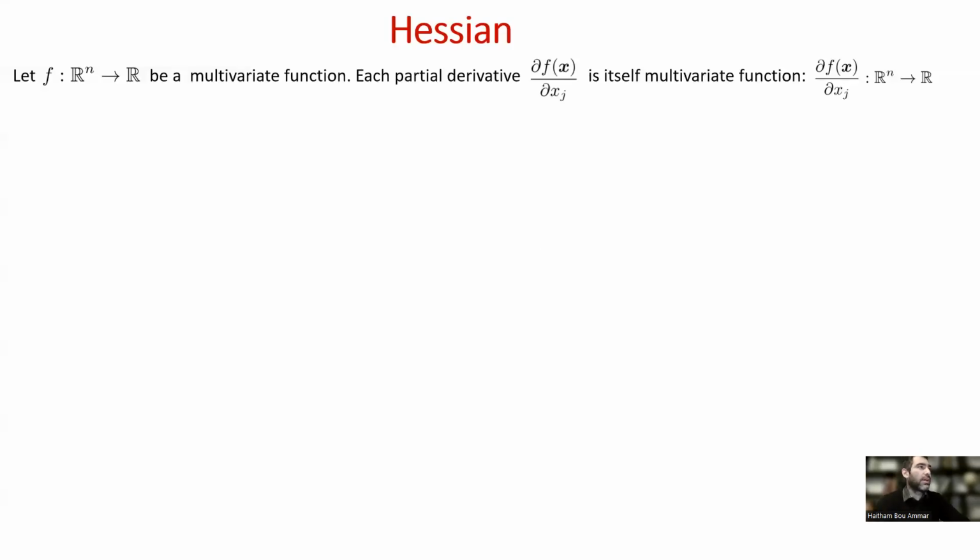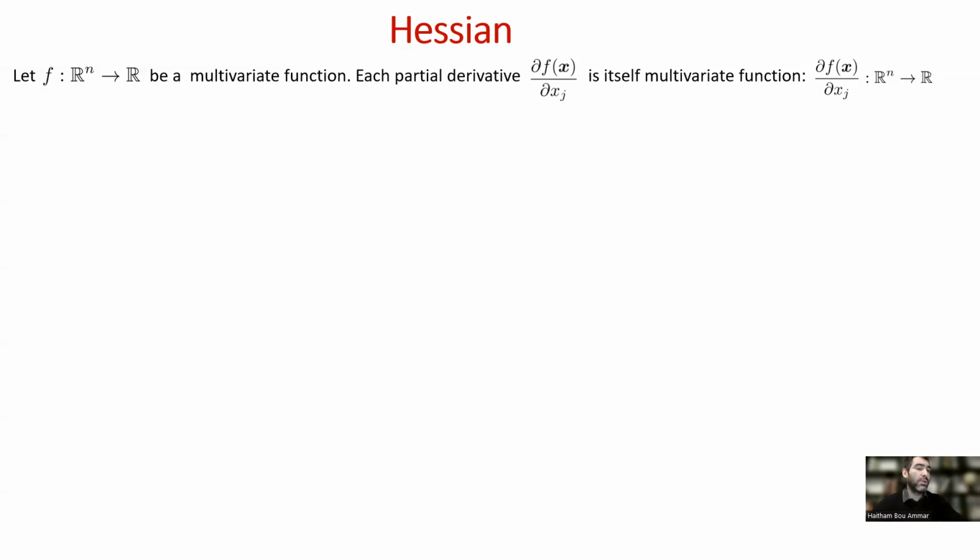Hello, today we're going to cover the next topic in our plan. Specifically, we're going to talk about Hessians. And so we consider the multivariate function. So it's a function that takes the points in n-dimensional Euclidean space, and it outputs the value, the scalar.